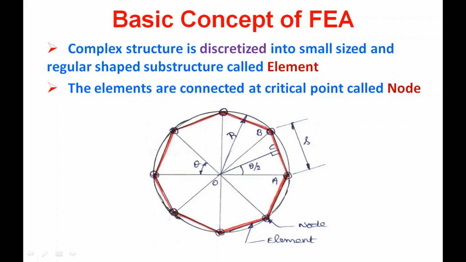So in this example, each chord line is called an element. The adjacent chord lines are connected at points called nodes. So the node maintains the connectivity between the adjacent elements. This is important, we have to understand. The element may be of any type, but the nodes connect the adjacent elements properly. Now with this idea, we will go to the various types of elements and see how to use them.